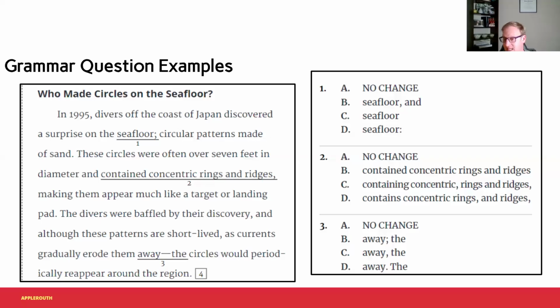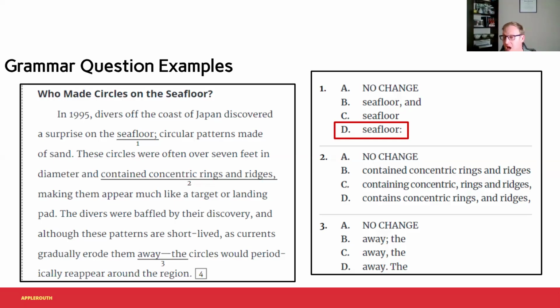Next easiest would be D, the colon, which requires a full sentence before. And then the colon is like a drum roll. It doesn't have to introduce a list. It could, but it probably won't on the ACT. Here it just introduces what was the surprise, drum roll please, circular patterns made of sand. That's our answer.